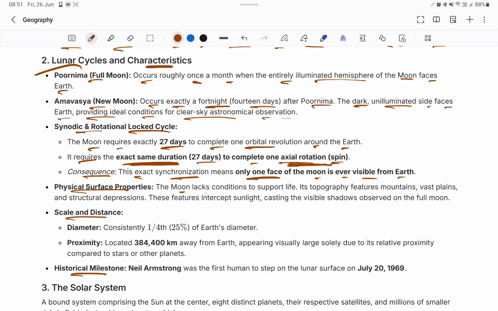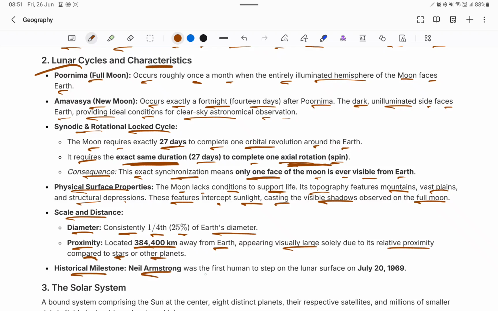Physical surface properties: the moon lacks conditions to support life. Its topography features mountains, vast plains, and structural depressions. These features intercept sunlight, casting the visible shadows observed on the full moon. Scale and distance, diameter and proximity: the diameter is about one-fourth, that's 25%, of Earth's diameter, and it is located 384,400 km away from Earth, appearing visually large solely due to its relative proximity compared to stars or other planets.